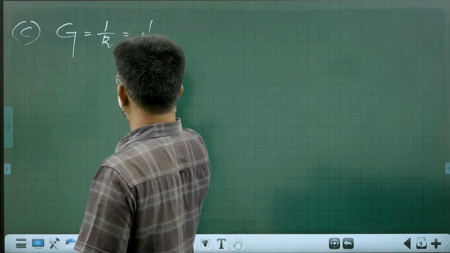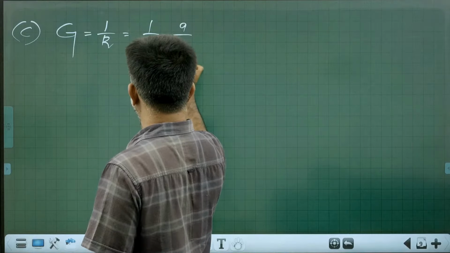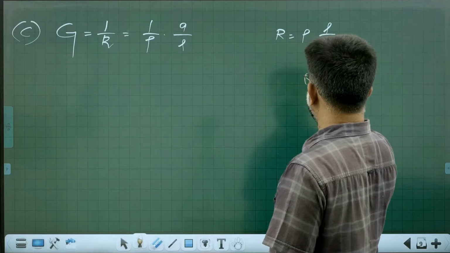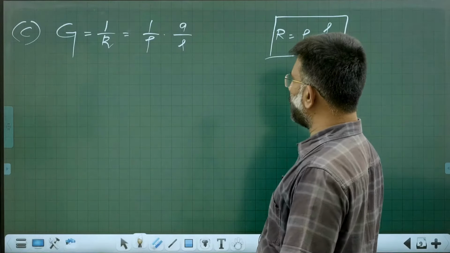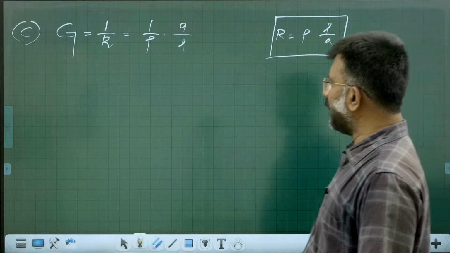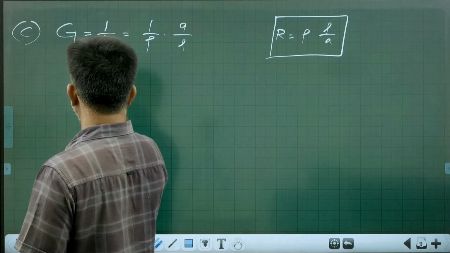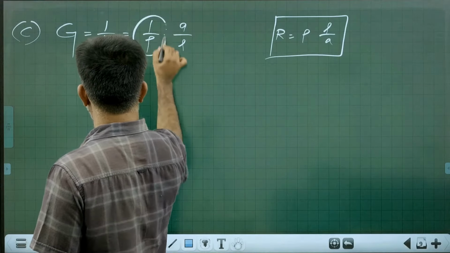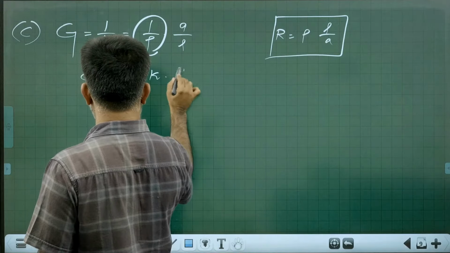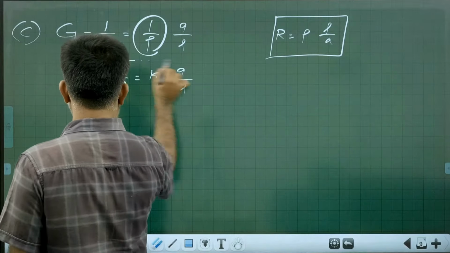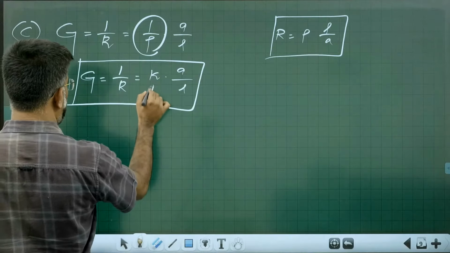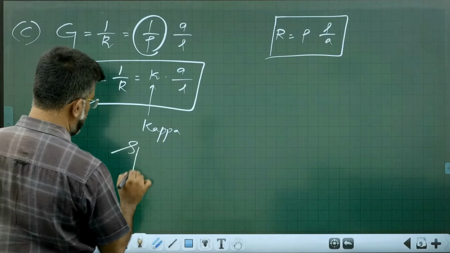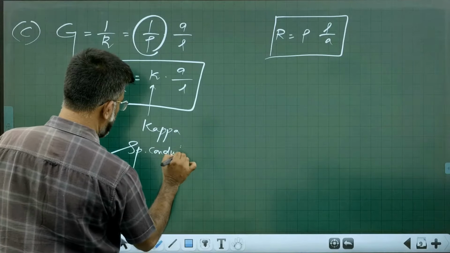So G is equal to 1 by rho into A by L. Already we have seen R is equal to rho into L by A. So 1 by R will be 1 by rho into A by L, right? And we can have G is equal to 1 by R is equal to 1 by rho, which is another term, kappa, into A by L, where this is called kappa, that is specific conductance.